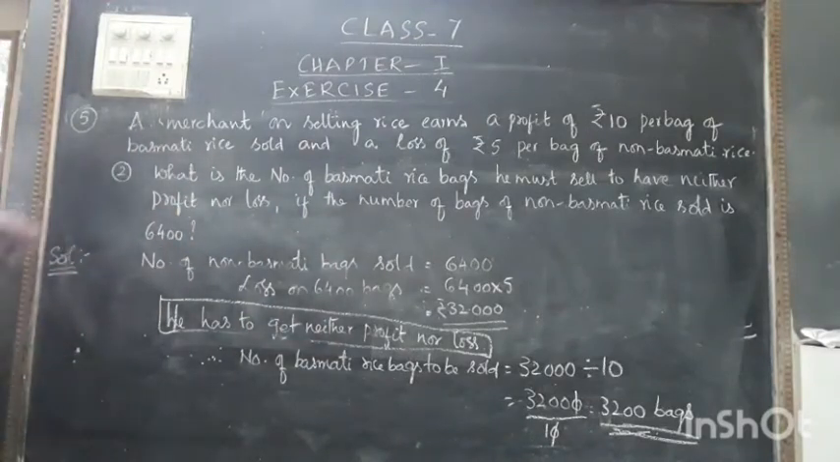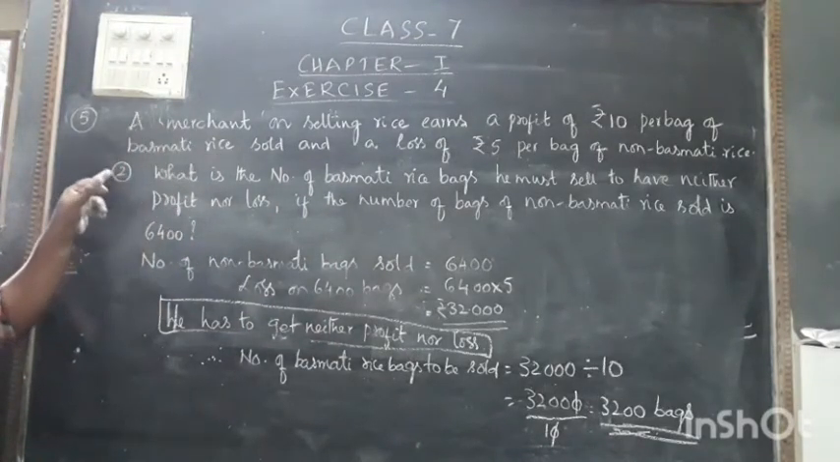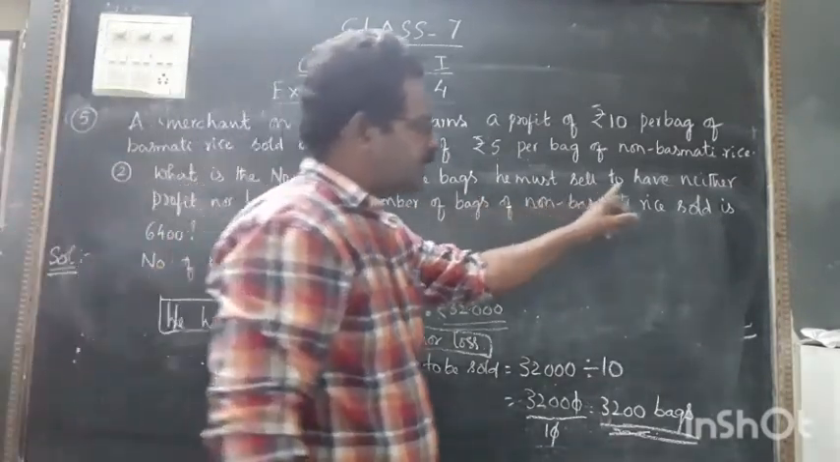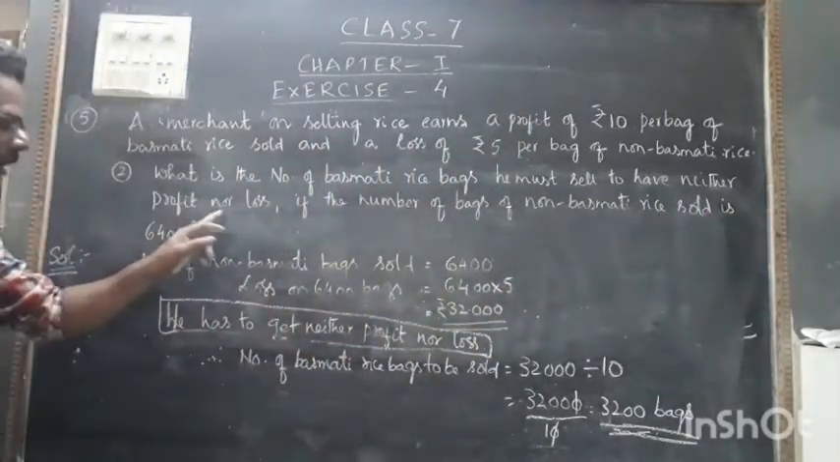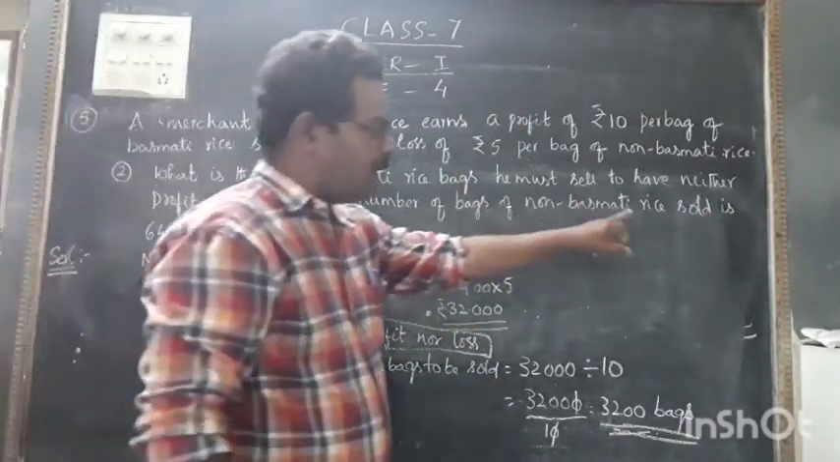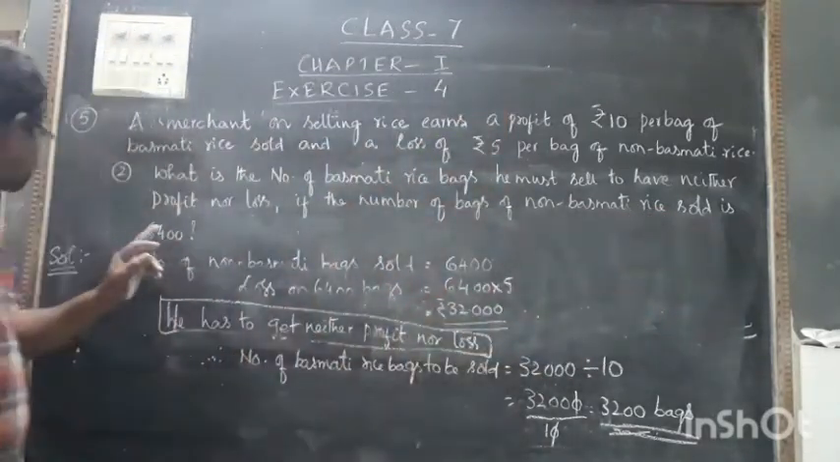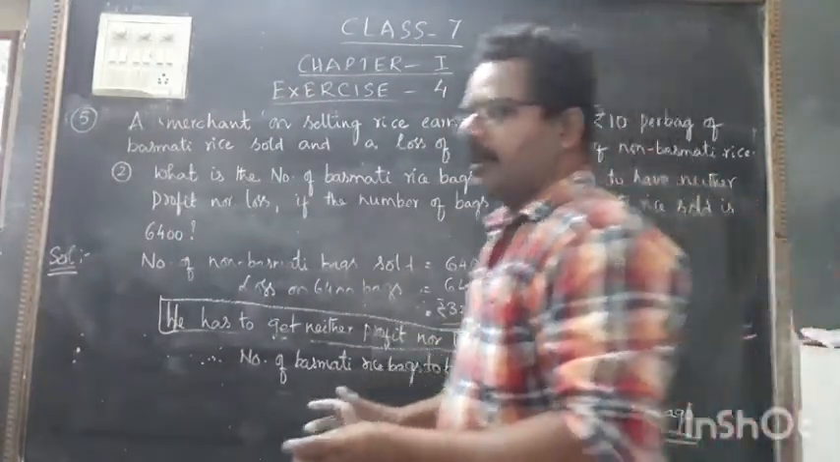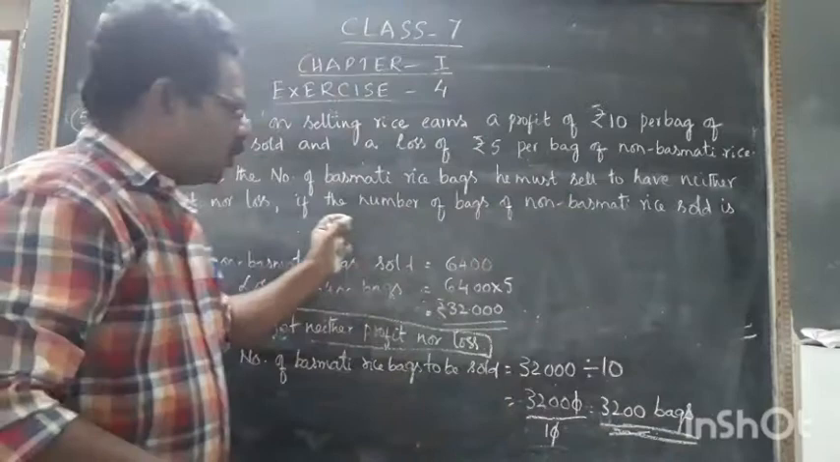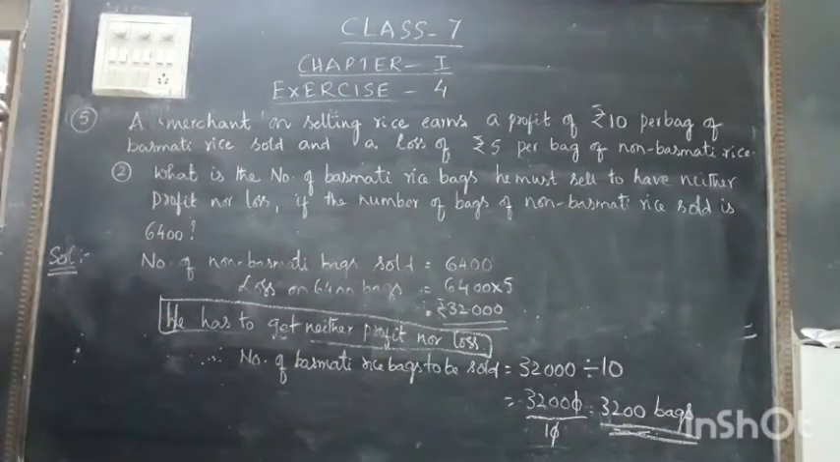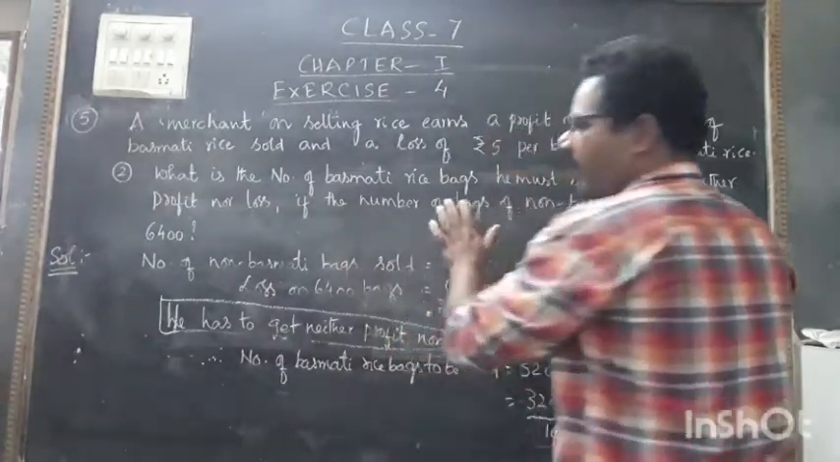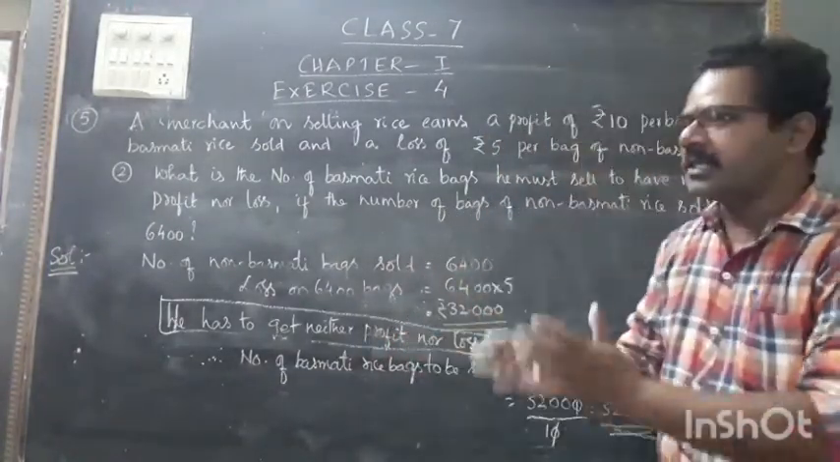Now see the second sum. The sum is same. In the second sum, they have asked: what is the number of basmati rice bags he must sell to have neither profit nor loss, if the number of bags of non-basmati rice sold is 6,400. Understood the sum? So totally he sold 6,400 non-basmati rice bags.